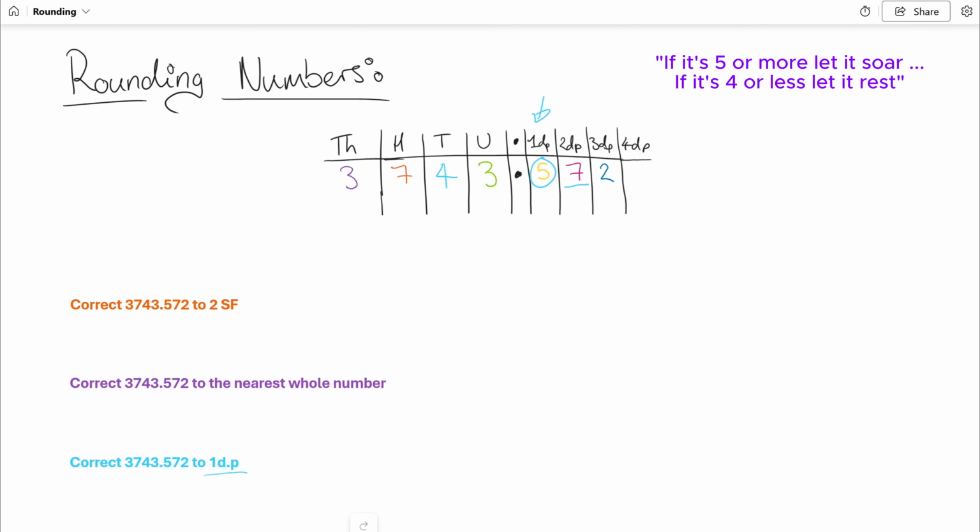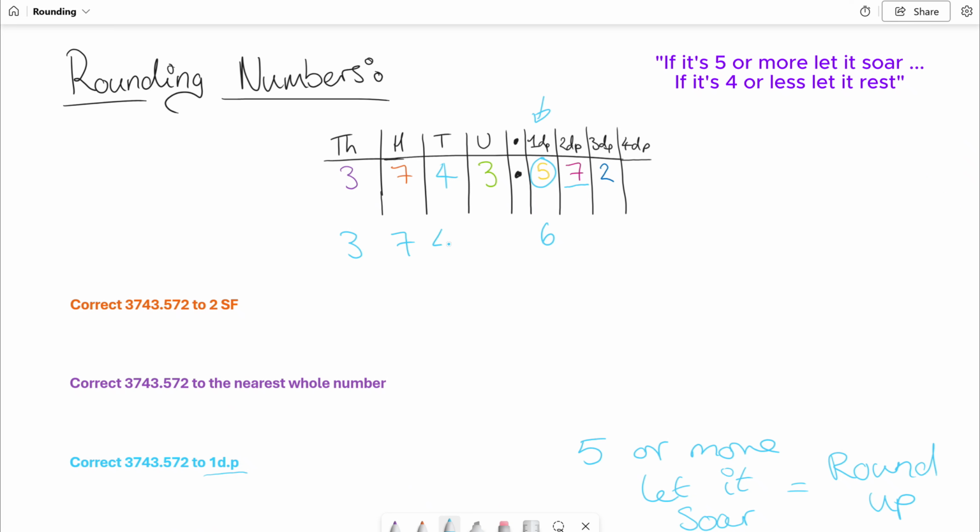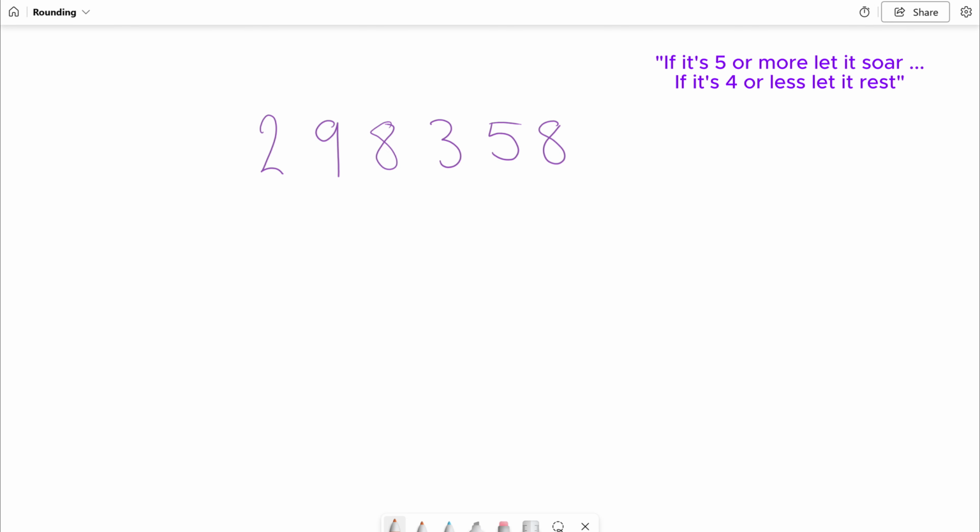Good. All right, now we're going to use the rule. Is it 5 or more? We're going to let it soar. So it's 7. 7 is bigger than 5, so we're going to round up. So 5 is going to turn into a 6. And then we're going to rewrite all the numbers before the 6. So 3, 7, 4, 3, and the decimal dot. All the decimal places that have zeros are going to be crossed out. This is if it ends in a 0. If there was a number here, we can't cross them out, but there's no number there, so we can cross them out. So the answer to the last question is 3,743.6.